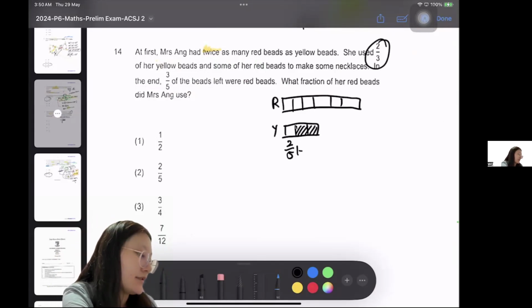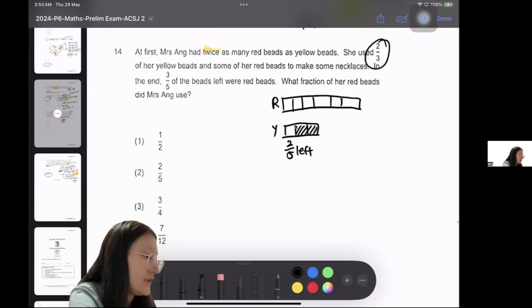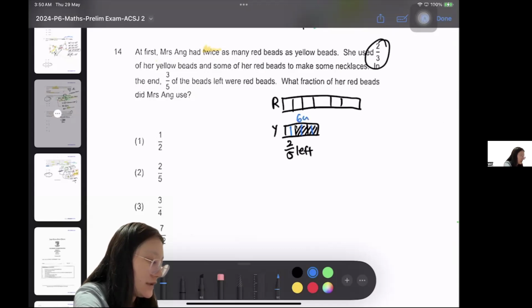That is left for yellow, right? So what you need to do is cut this into 2 units. So 2 units, 2 units like this. So each one is 1, 2, 3, 4, 5, 6 units. So here will be, you also need to cut this. So each one is 2. 1, 2, 3, 4, 5, 6, 7, 8, 9.